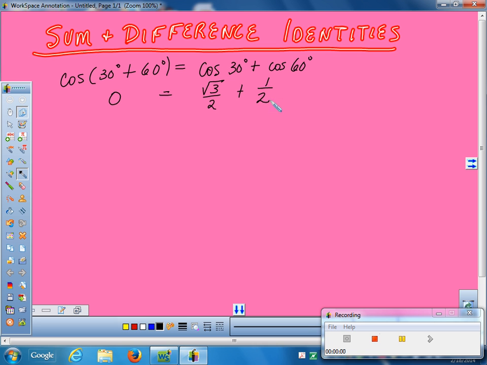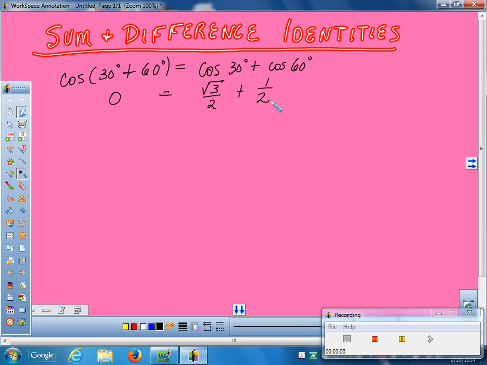So the point is, this is the cosine of 30 plus 60, not cosine times 30 plus 60. You can't distribute a trig function over an angle. That's illegal. Instead, we have what are called the sum and difference identities, which tell us what to do if we have two different angles.